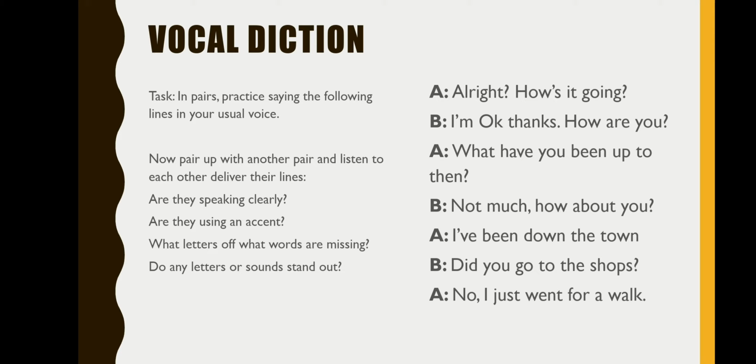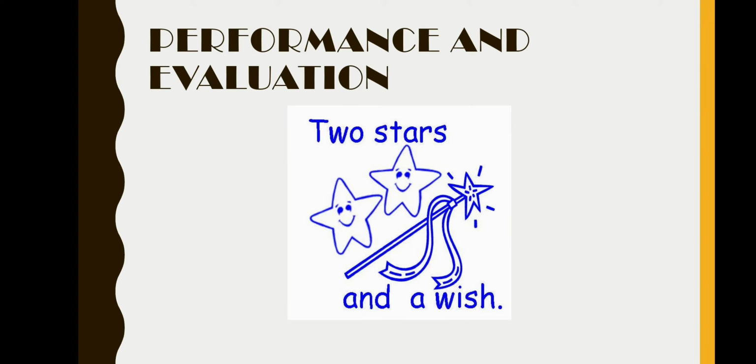Pair up with another pair and practice using good diction. When you are listening to the other performers, think about, are they speaking clearly? Are they using an accent? What letters of the words are missing? Do any of the letters or sounds stand out? Your teacher will pause the video here. We're now going to have a few examples, and as an audience you are thinking about what words stand out, what letters stand out, what letters are missing. Your teacher will pause the video here.